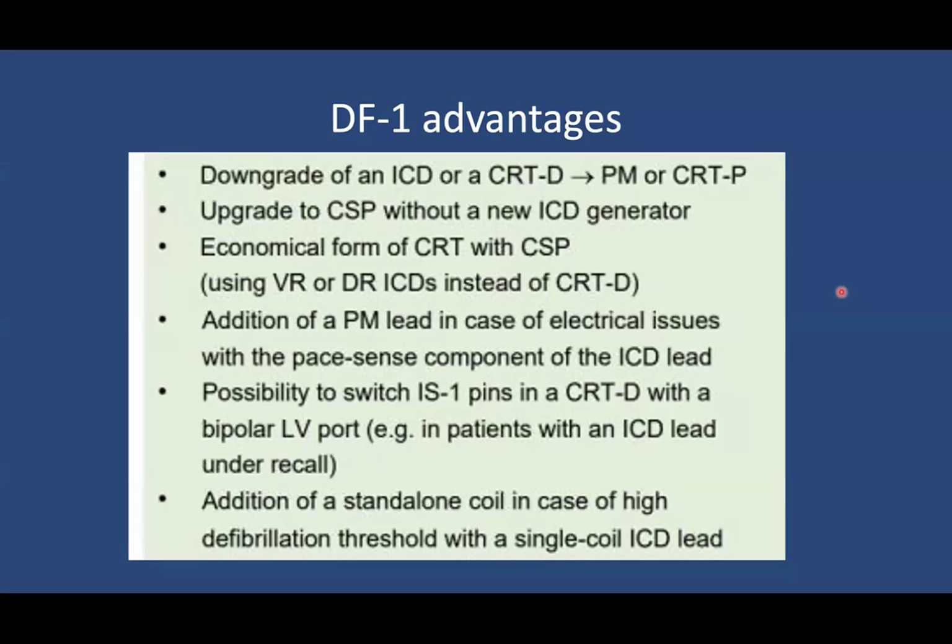The other one is in this era of conduction system pacing, or in patients in whom you've placed an RV lead, but the sensing parameters at the apex are not so good. You can put a pace sense lead in the septum, useful in patients with RV dysplasia and or ARVC, and get good sensing parameters from the septum while being able to still shock by placing the coil at the apex. So you'd use an additional IS1 lead and ignore the IS1 port on the shocking lead. Also, you can switch IS1 pins in a CRTD with a bipolar left ventricular port, for instance, if there's an ICD lead under recoil.